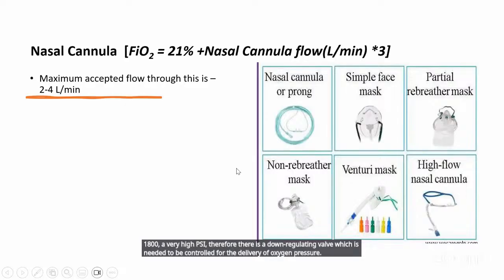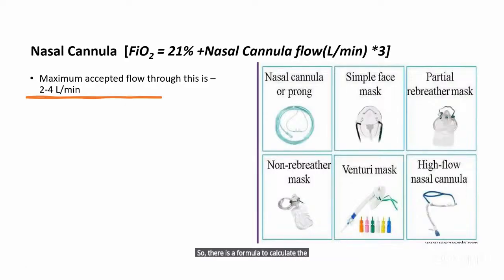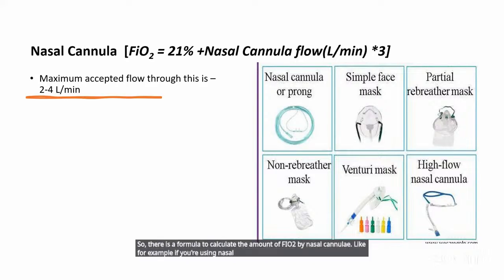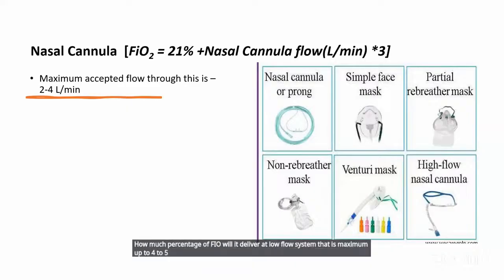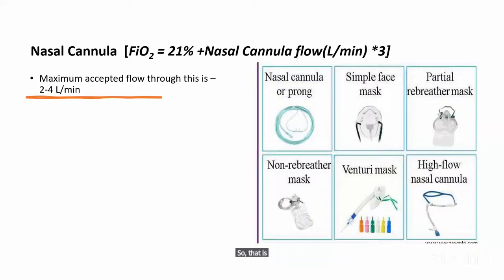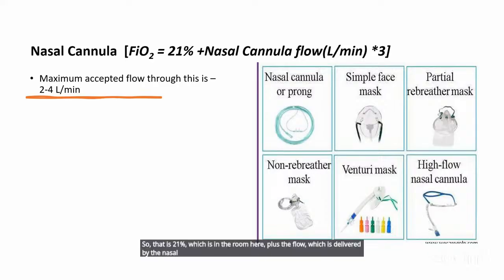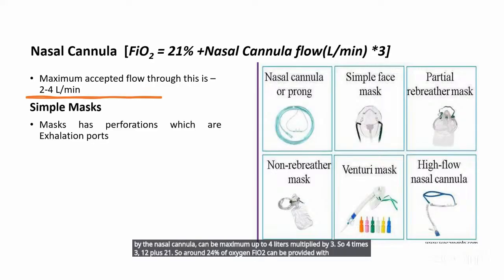So there is a formula to calculate the amount of FiO2 by nasal cannula. For example, if you're using a nasal cannula, we can calculate how much percentage of FiO2 it will deliver at a low flow system, that is maximum up to 4 to 5 liters. So that is 21%, which is in room air, plus the flow delivered by the nasal cannula, maximum up to 4 liters, multiplied by 3. So 4 times 3, 12, plus 21. So around 34% FiO2 can be provided with the nasal cannula.